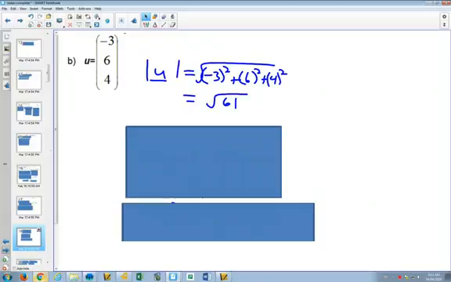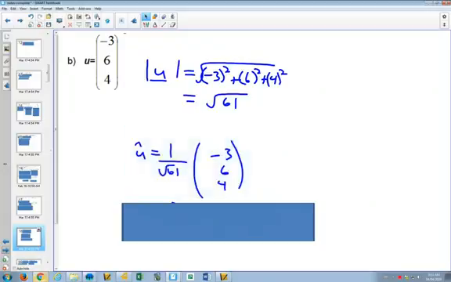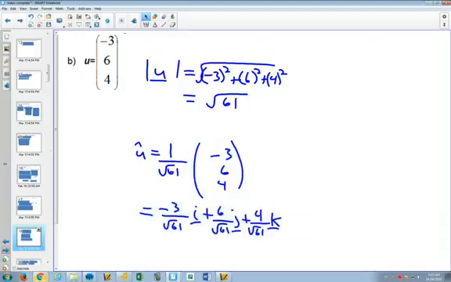So again, in 3 dimensions, you find out the length. The length is the square root of 61. Then you can write your unit vector like that, or you can write it with the i, j, and the k. No problems.